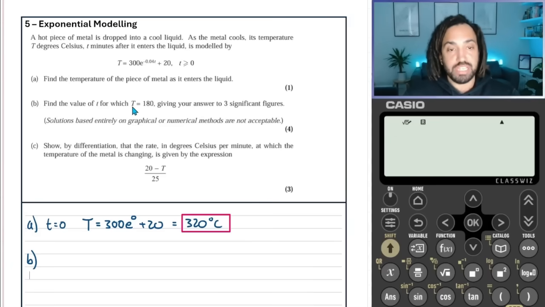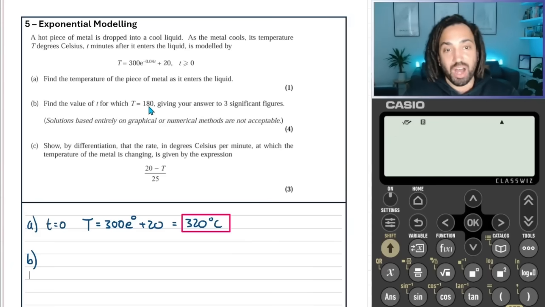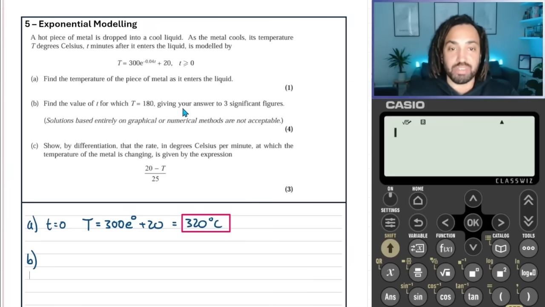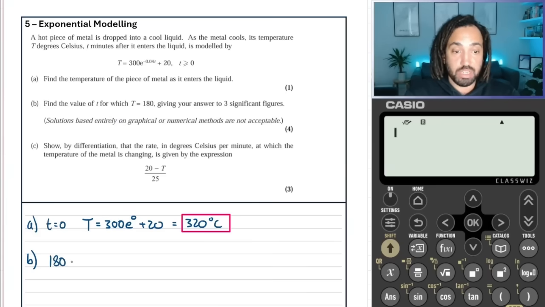for which capital T is equal to 180. Giving your answers to 3 significant figures. Okay, so it seems to me like I just need to substitute in 180 for capital T. Set that equal to 300.